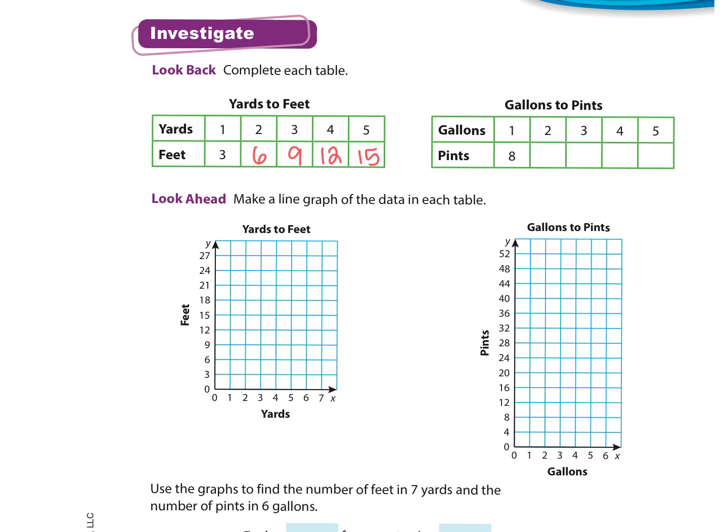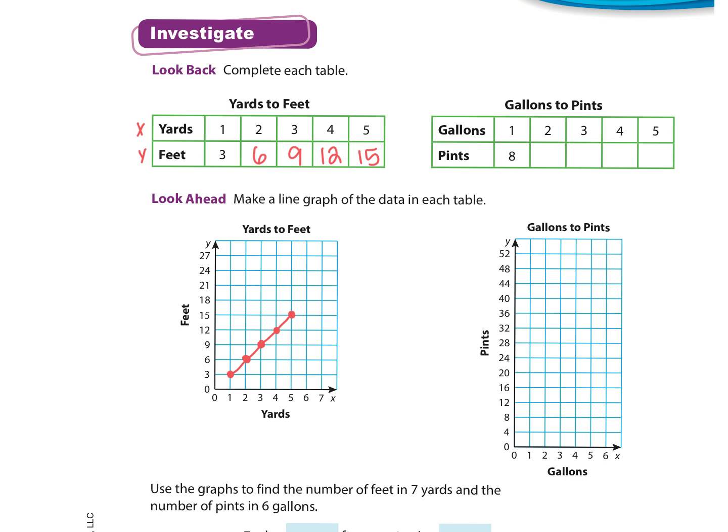Now I'm going to plot all of that data into the graph below. So I'm going to go over 1 on my x-axis and then up to 3 to represent that first set of data. Remember, in a table, x comes before y. Then I'm going to go over to 2 and then up to 6, and I'll plot my point here. Then over 3 up to 9, over 4 up to 12, and over 5 up to 15. Now, yesterday and the day before, we focused on line graphs, so I'm going to connect those points to show that that trend is increasing at the same rate each time I add another yard.